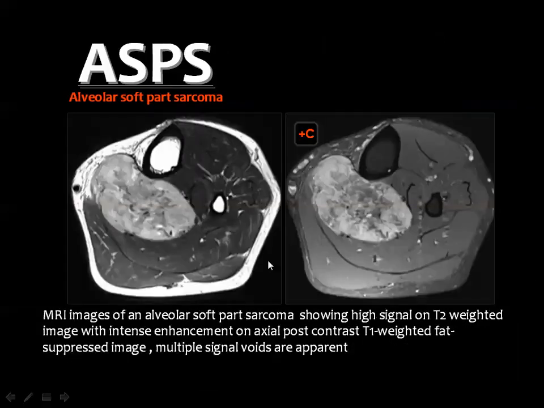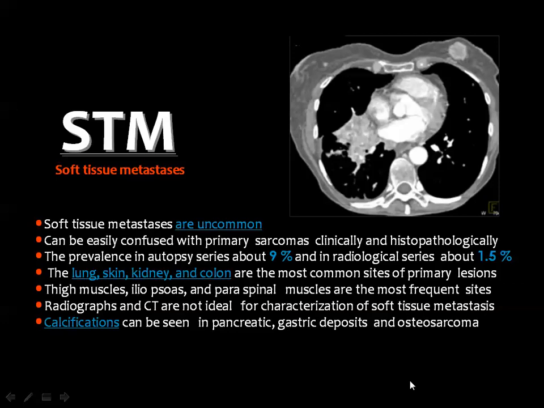Another example of alveolar soft part sarcoma. You see the tumor in the T2 weighted image, the tumor after contrast injection, and you can see extensive vascularity along the periphery of the lesion.